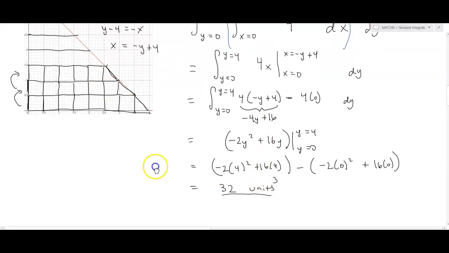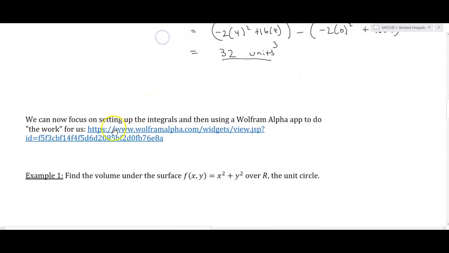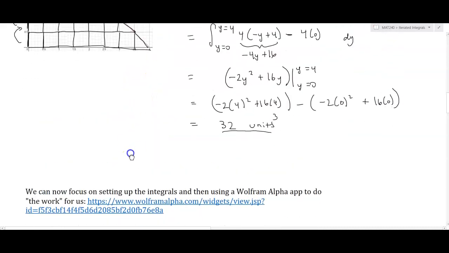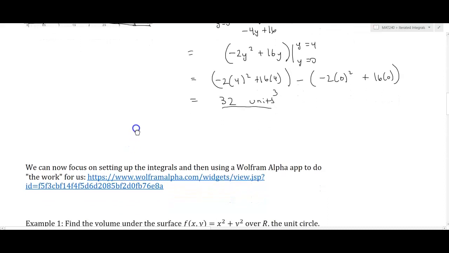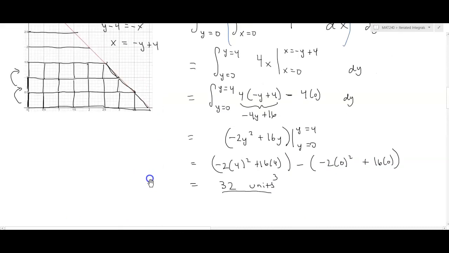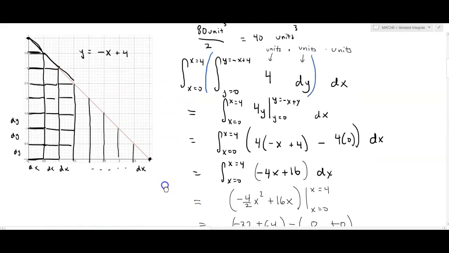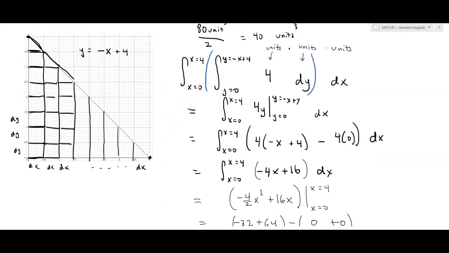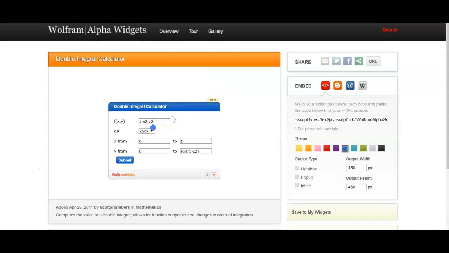So that's working with a triangular region. And one other thing, doing this integration by hand is not a whole lot of fun, so we're going to use a Wolfram Alpha applet that I'll jump over to next and show you how this applet will allow you to integrate the same functions, and we'll start with this one here. So this is a double integral calculator, and you can see that it asks for a few things. It asks for f of x y. That's our integrand. That was the function f of x y equals 4.